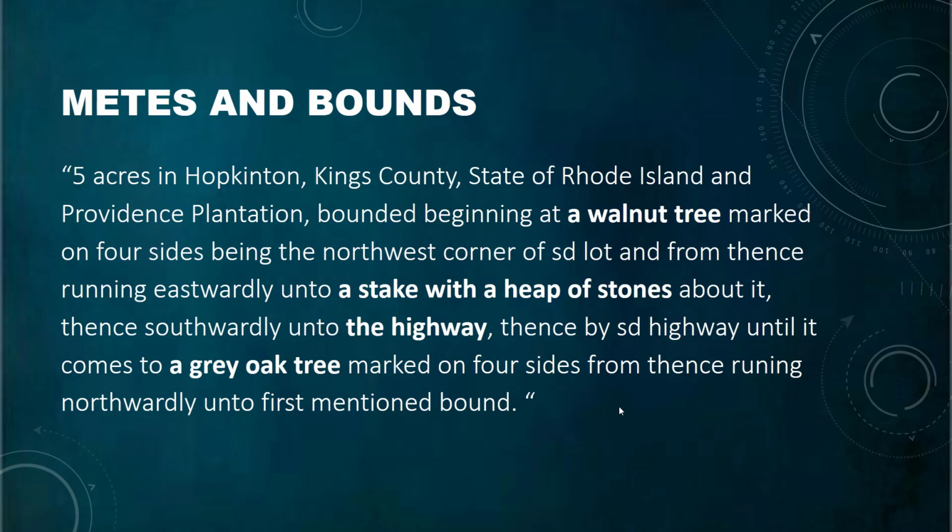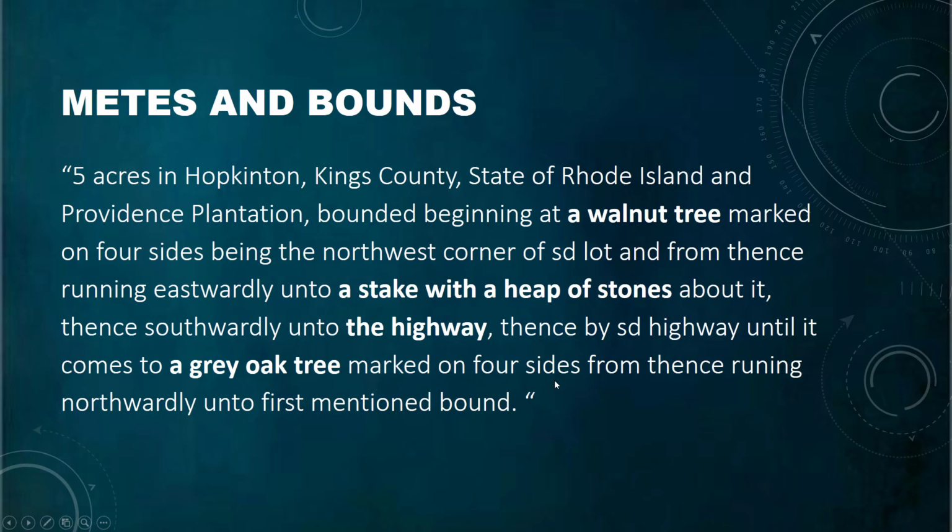So here's an example of a property deed that has metes and bounds listed on it. 5 acres in Rhode Island, Providence. And Rhode Island, by the way, if you didn't know this, Rhode Island's actual name is the State of Rhode Island and Providence Plantations. It's the tiniest state with the biggest name. But here's the important part, right? Beginning at a walnut tree marked on 4 sides, being the northwest corner of the lot, and then running east to a stake with a heap of stones around it, and then south to the highway, and then along the highway to a gray oak tree marked on 4 sides, etc.